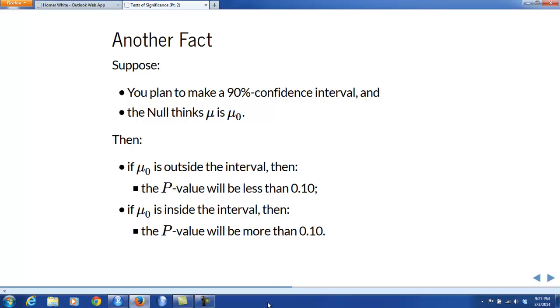Suppose that you plan to make a 90% confidence interval. And again, suppose the null thinks that mu is some particular value mu naught. If mu naught lies outside the interval that you produce, then the p-value will be less than 0.10. If mu naught is inside the interval, then the p-value will be more than 0.10. 95%, 0.05. 90%, 0.10. Are you starting to see a pattern?